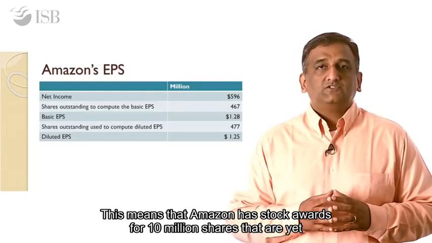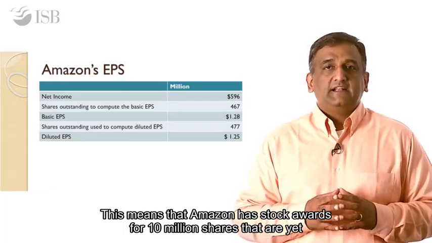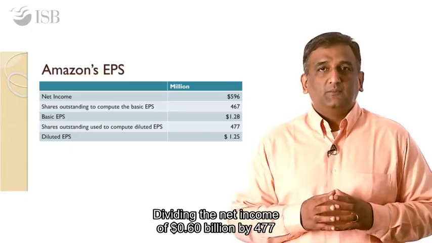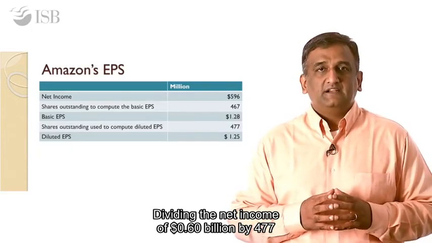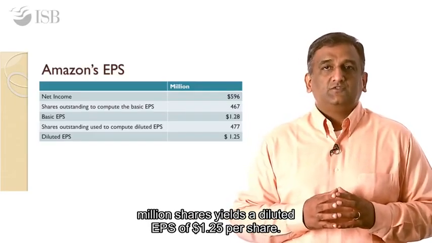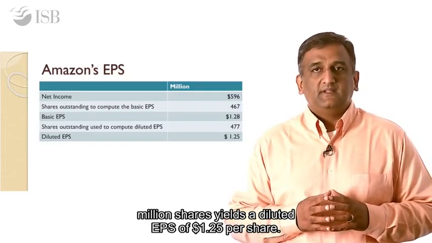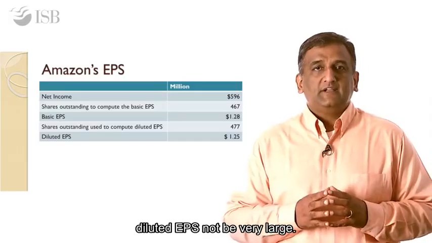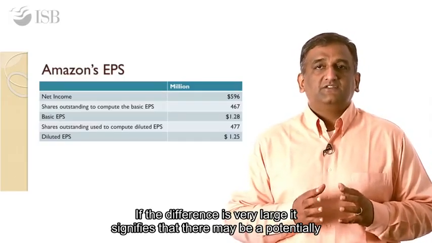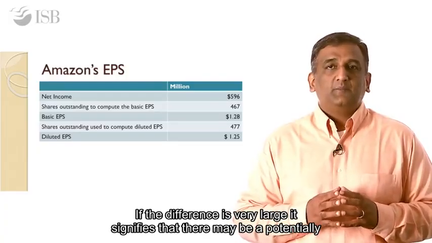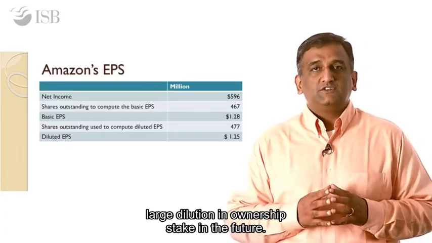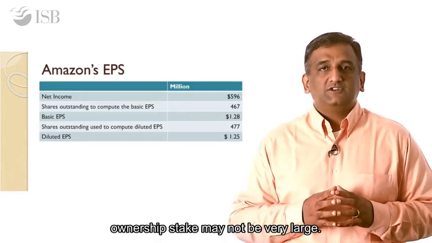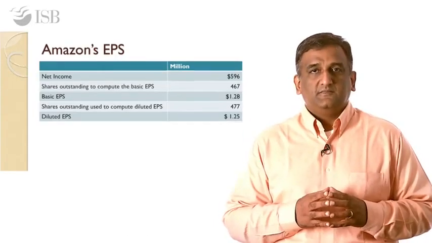This means that Amazon has stock awards for 10 million shares that are yet to be converted to stocks. Dividing the net income of $0.60 billion by 477 million shares yields a diluted EPS of $1.25 per share. An investor would prefer that the difference between basic and diluted EPS not be very large. If the difference is very large, it signifies that there may be a potentially large dilution in ownership stake in the future. A smaller difference signifies that the dilution in ownership stake may not be very large.